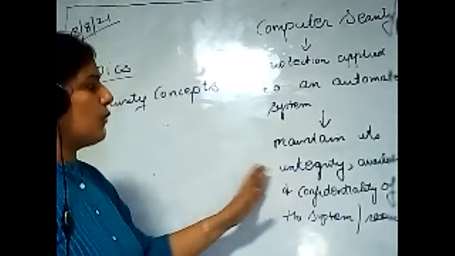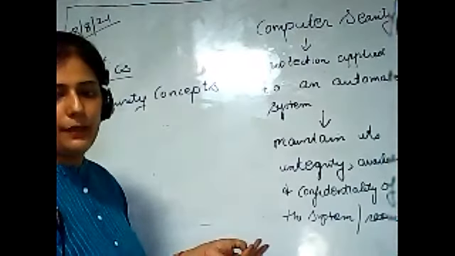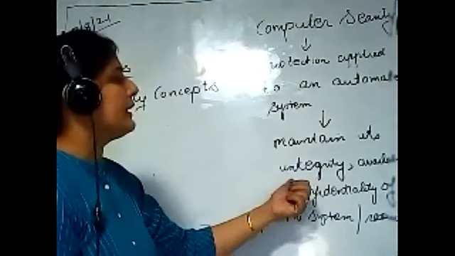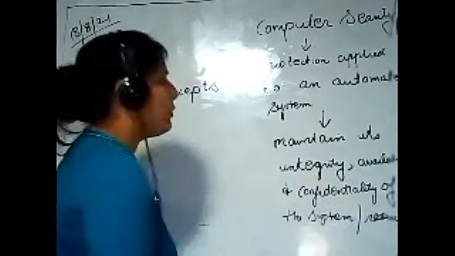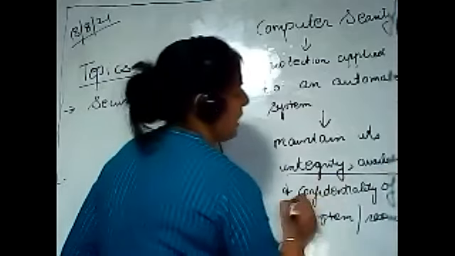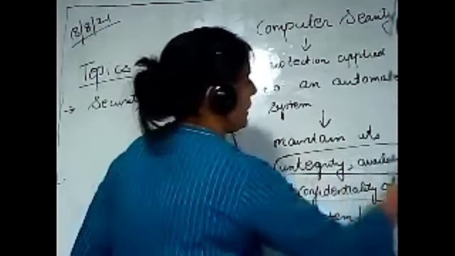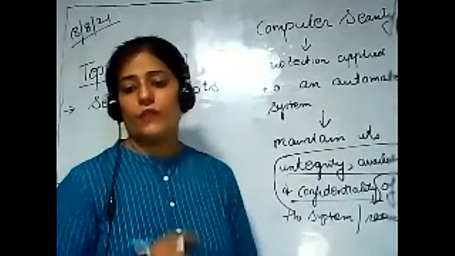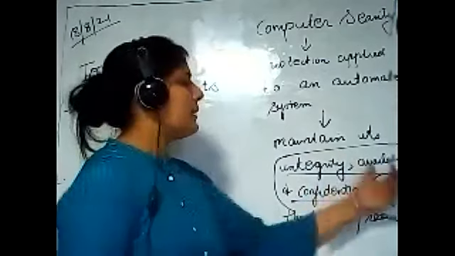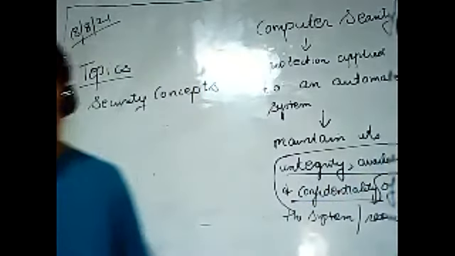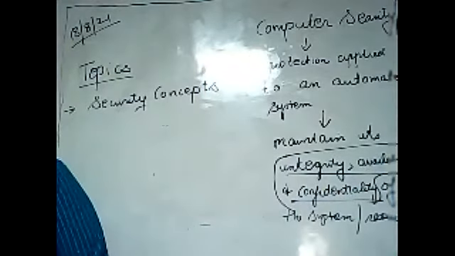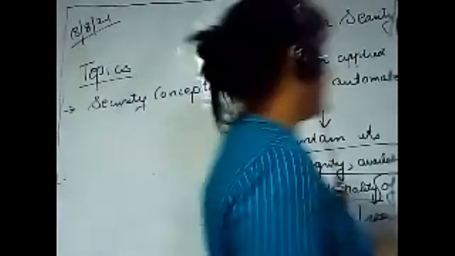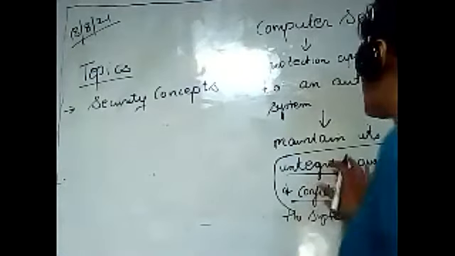That is hardware, software, people, and firmware, everything. Plus, we need to maintain the integrity, availability, and confidentiality. Now, these three terms are the main key points. These three terms we require when we talk about security. So these are the main key features that we require: integrity, confidentiality, and availability. So we need to maintain all these three key things.